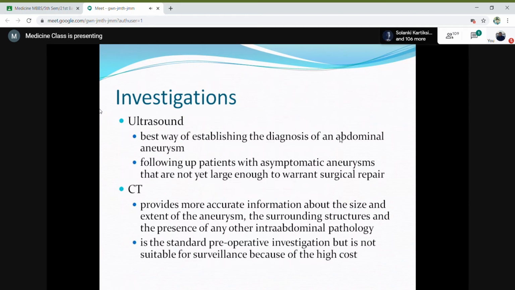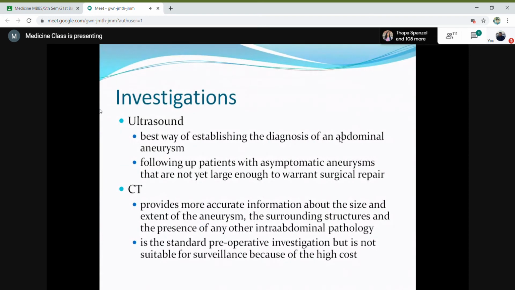Now, ultrasonography is the best way of establishing the diagnosis of abdominal aneurysm. It is also important for follow-up in patients who do not have any symptoms and who are not yet candidates for surgical repair. If the patient does not have symptoms and does not have an aneurysm large enough for surgery, we have to follow the patient and screen the patient frequently with ultrasonography.